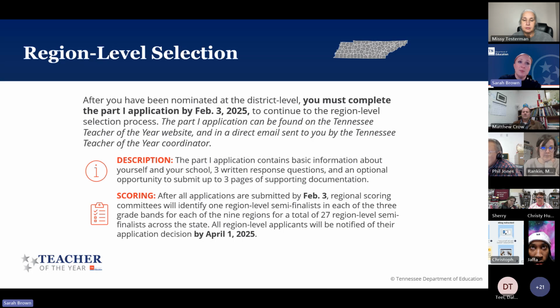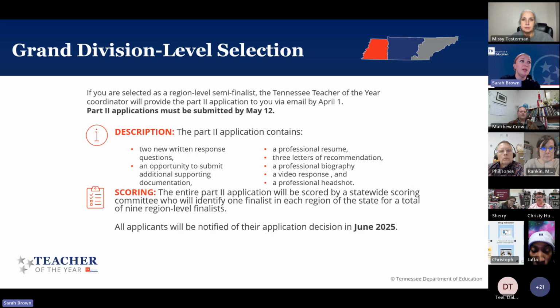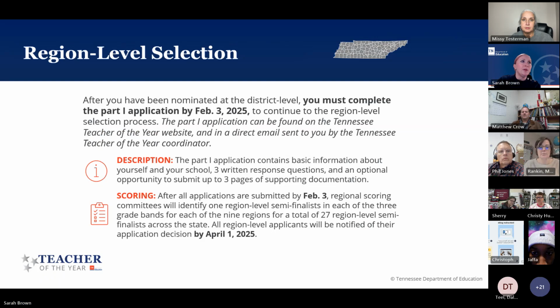After all the applications are submitted by February 3rd, they will be scored by a scoring committee that is hired. You should know the decision for moving onward by April 1st. There will be 27 region level semifinalists across the state, and all of those applicants will be notified, hopefully by April 1st.